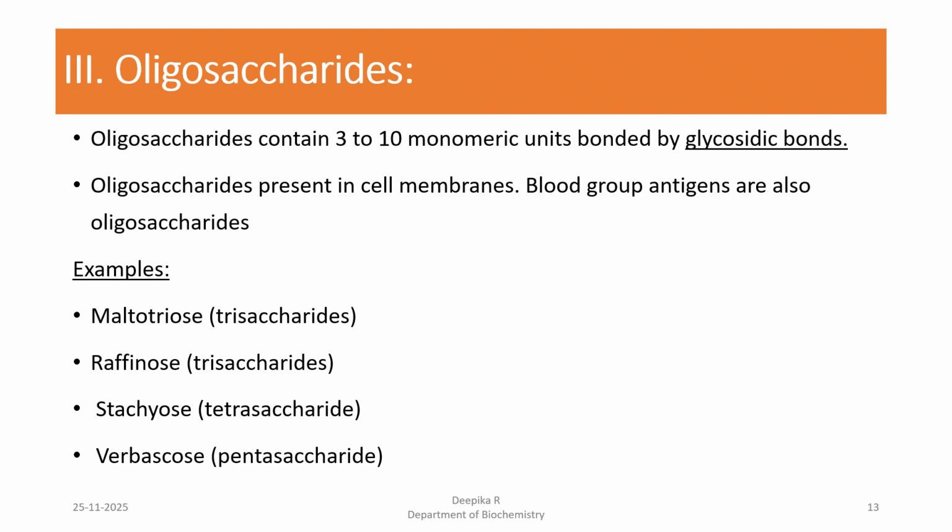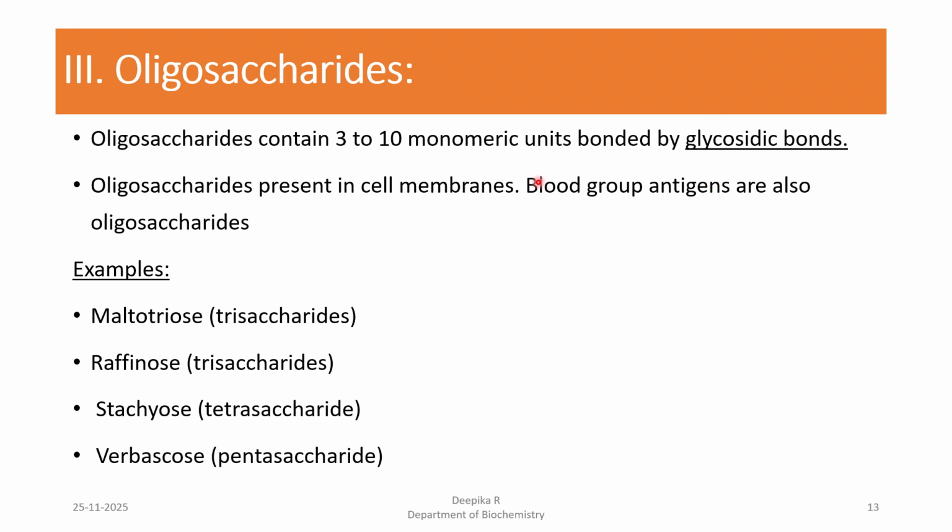So oligosaccharide is also a type of carbohydrate. If the number of monosaccharide units present in a carbohydrate varies between 3 to 10, we call it an oligosaccharide. Again, the bond that holds all the monosaccharide units together is called a glycosidic bond or glycosidic linkage.